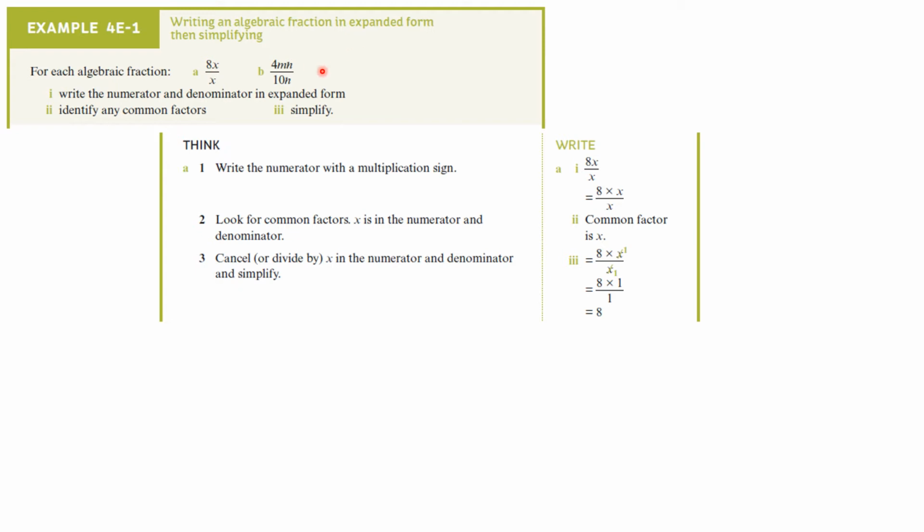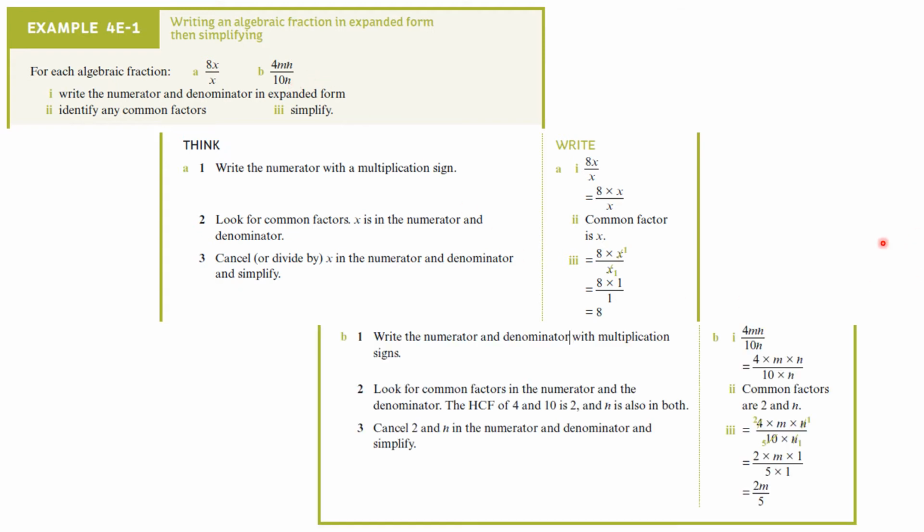If we look at question B, we have 4mn divided by 10n. If we follow our process here, first by writing it in expanded form, so 4 times m times n over 10 times n, just putting in the multiplication signs. Then we look for common factors. I definitely know they share an n, and I look at the numbers 4 and 10 and think about what numbers divide into both 4 and 10, and the highest is 2. So I write out both of those common factors.